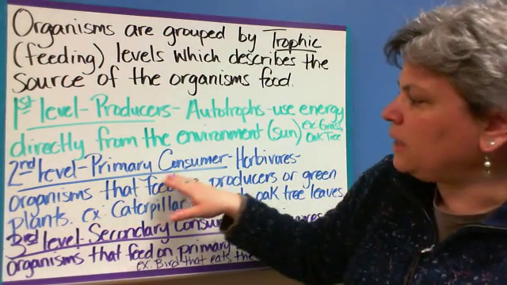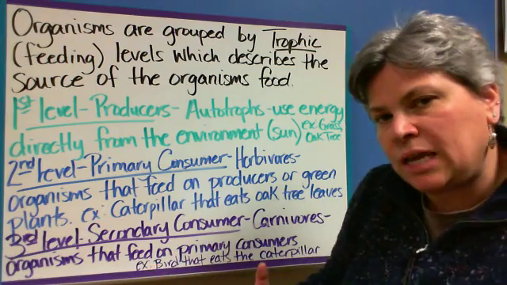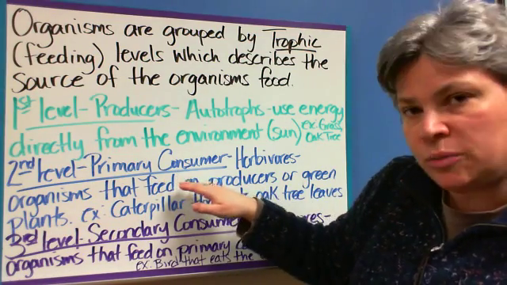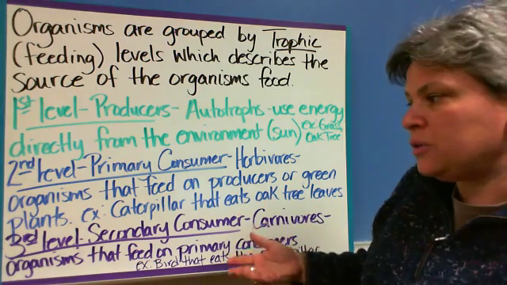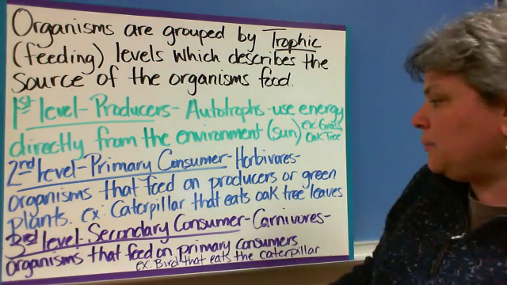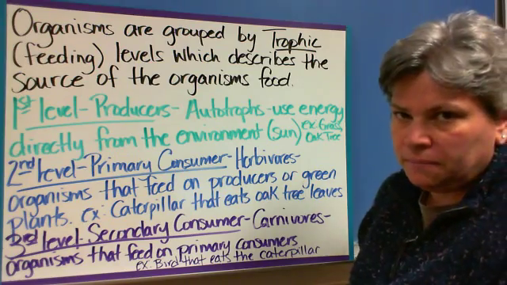The second level we call primary consumers. Remember, if you consume something, you take it in. So a primary consumer would be an herbivore. They're organisms that feed on the producers or the green plants. So for example, it would be the caterpillar eating on oak tree leaves.